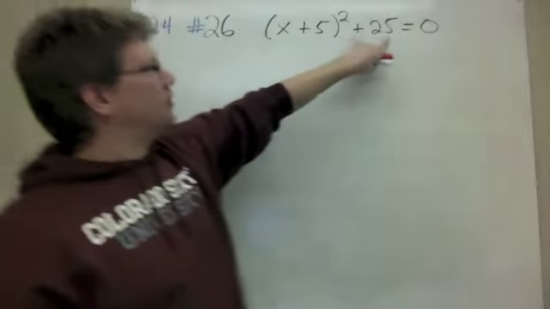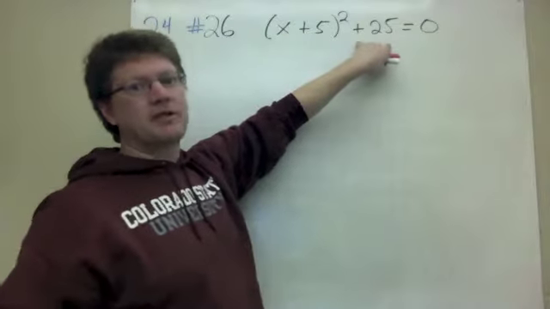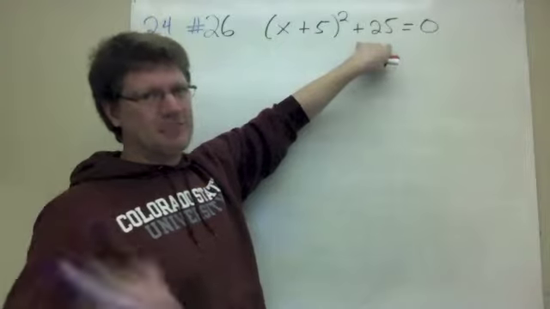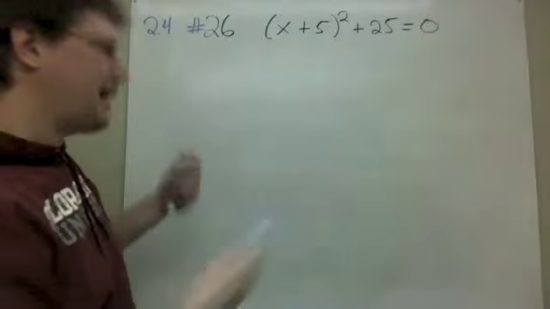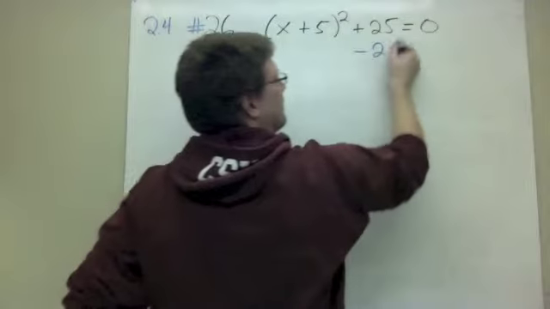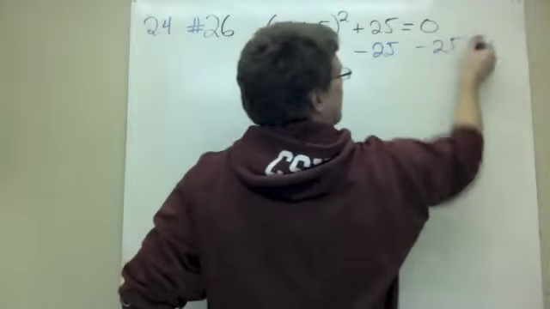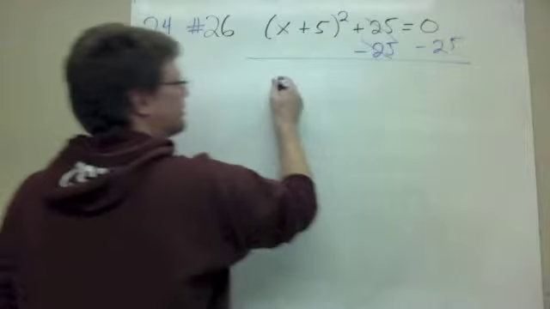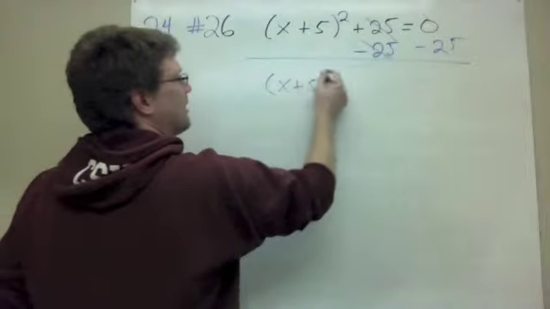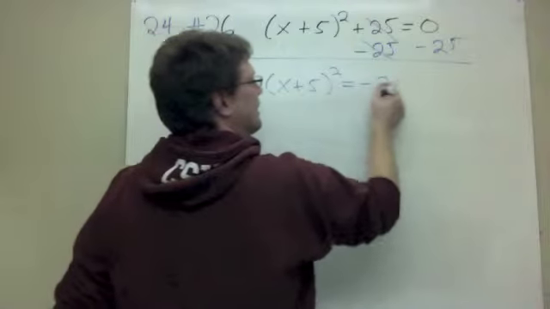We have this extra plus 25. If that's also under the square root, that'll kind of monkey the whole business up. So what I want to do is get the square by itself, so I want to subtract that 25 over to the other side. Okay? Adding and subtracting is going to cancel over here, so we're going to get quantity x plus 5 squared is equal to negative 25.